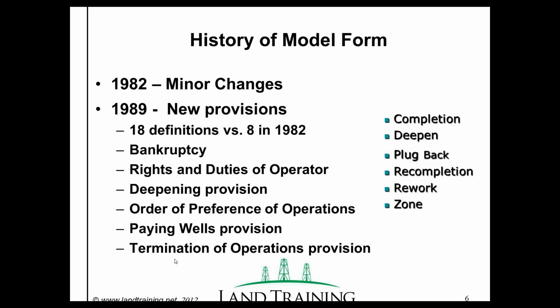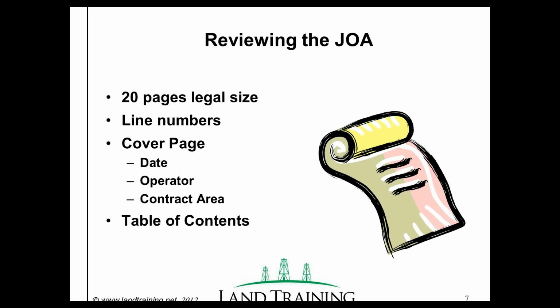And then finally, it covered this issue that was not covered in the 56, 77, or 82. How do you get rid of an operator? And it's not easy. It still requires a vote. But we'll go over those provisions in a minute. So those were some of the changes that occurred as a result of the 1989 agreement.